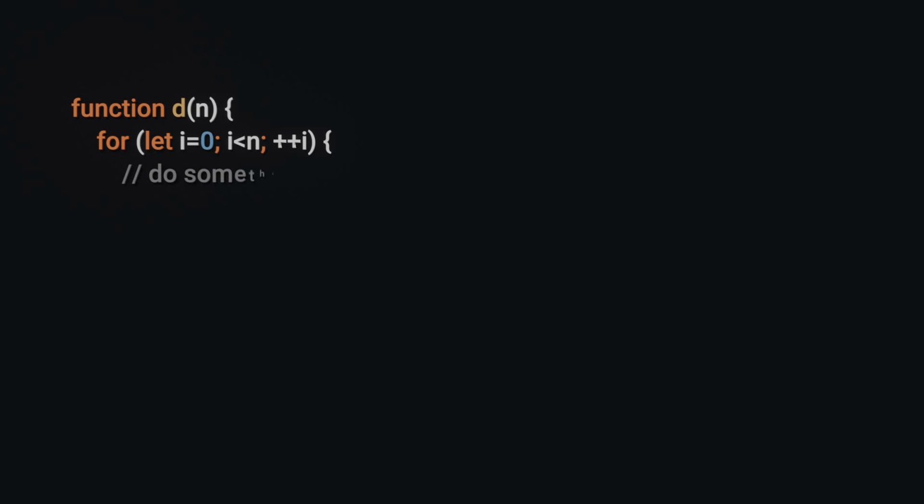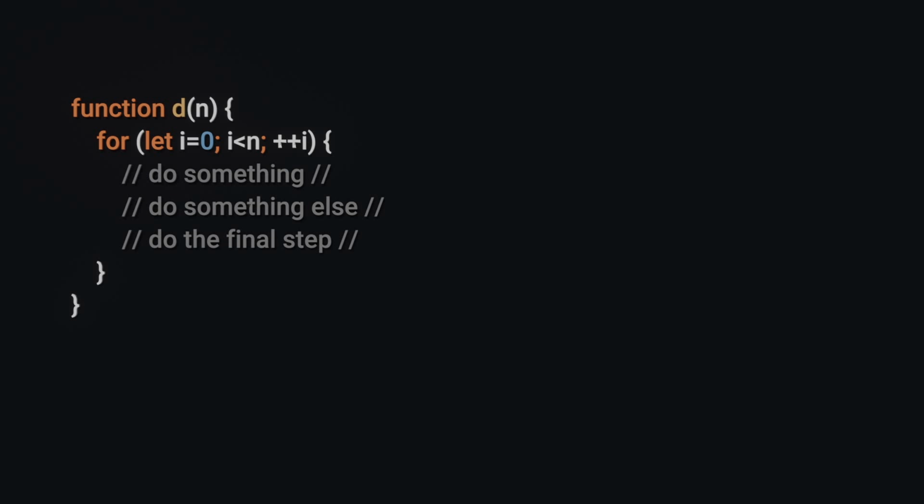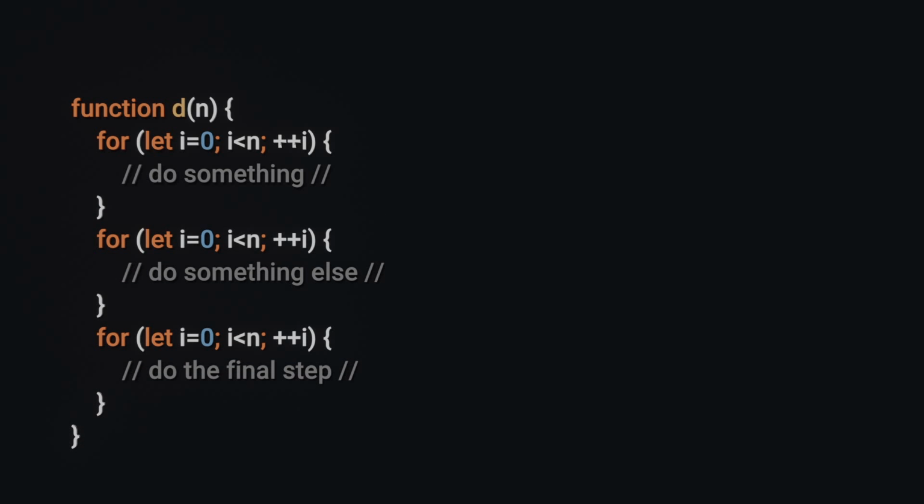To help hammer this point home, let's take a look at another example. For this example, we'll just assume that each step runs in constant time. With that said, this function has a linear time complexity, or O of n. But what if we were to split each step into its own loop, like this? Now what would the time complexity be for this function? It would still be linear, or O of n.